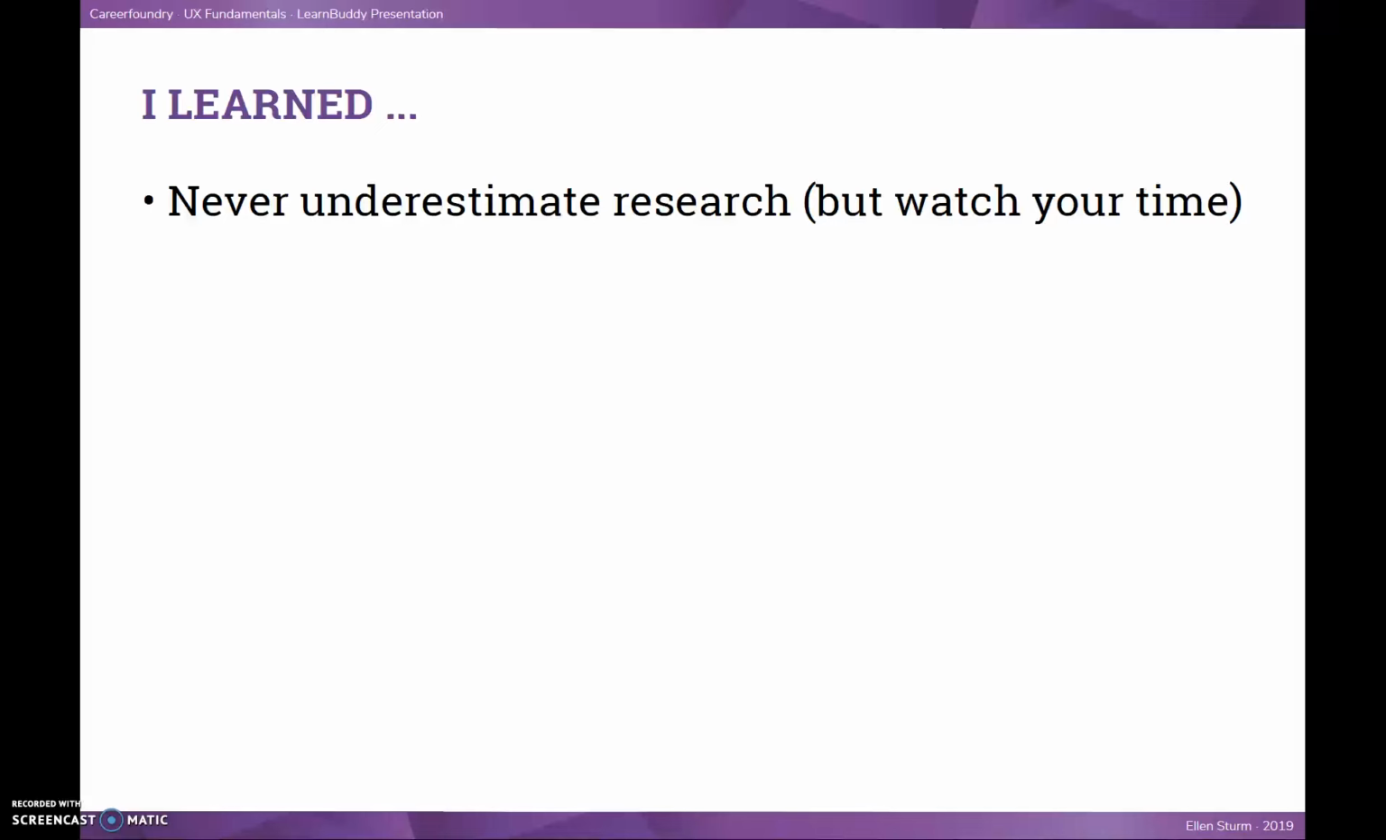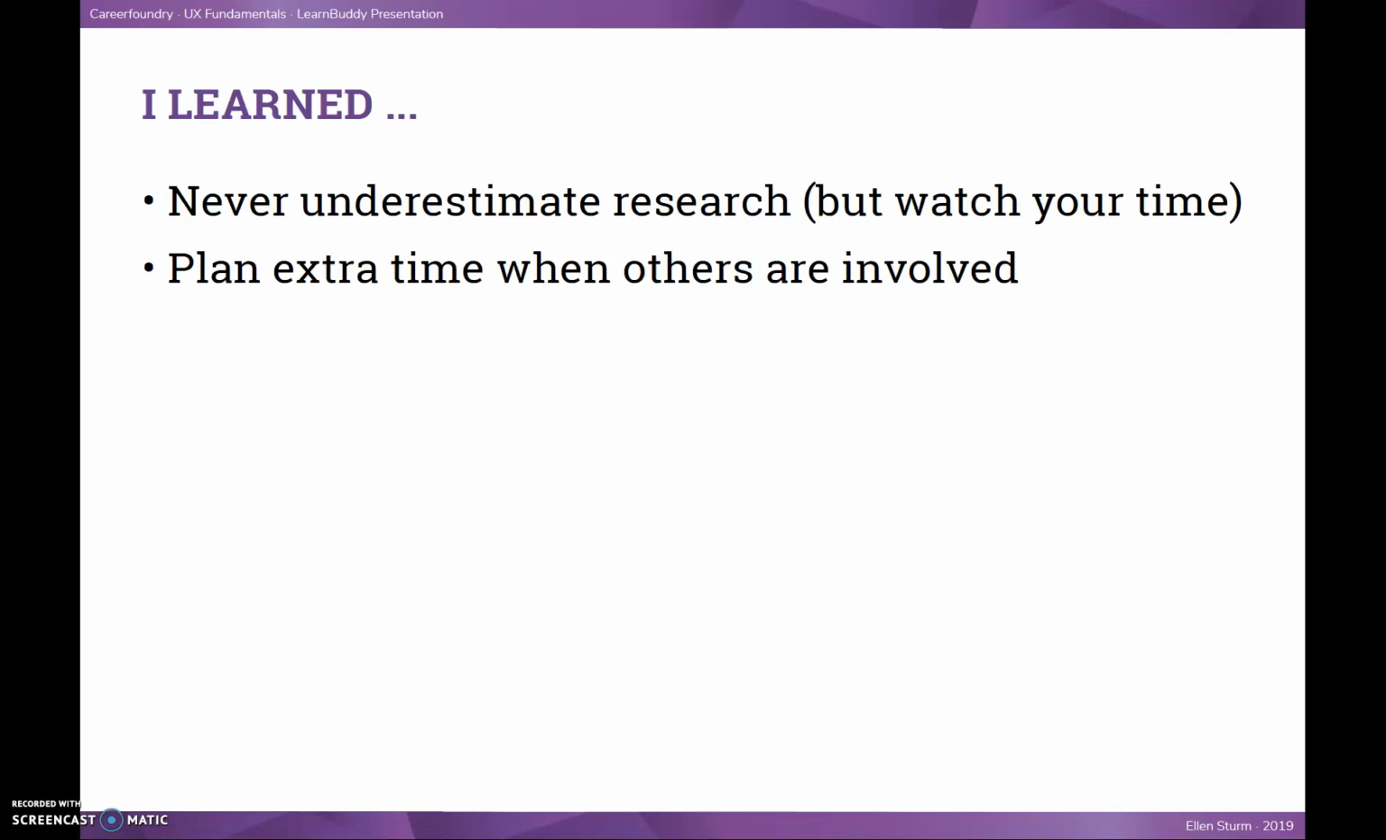So, what did I learn from all this? Never underestimate research, but watch your time. Researching what others did with other apps is really important, as well as talking to people, seeing what expectations they have from such apps and what they're looking for, what they get from apps and what they don't get, what there's a lack of. Always plan extra time when others are involved, like interviews can take quite some time.